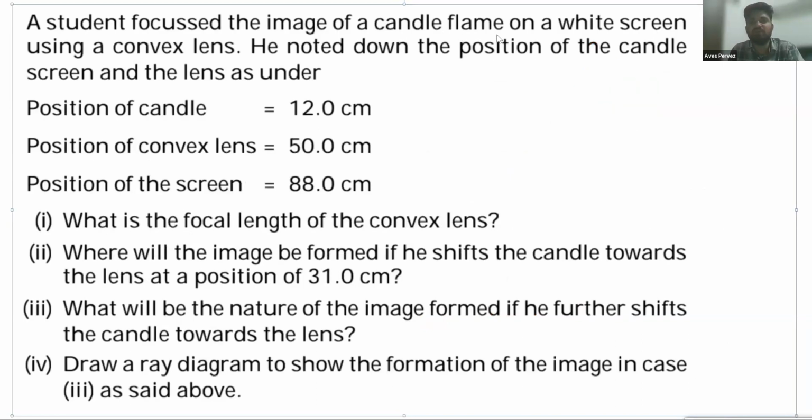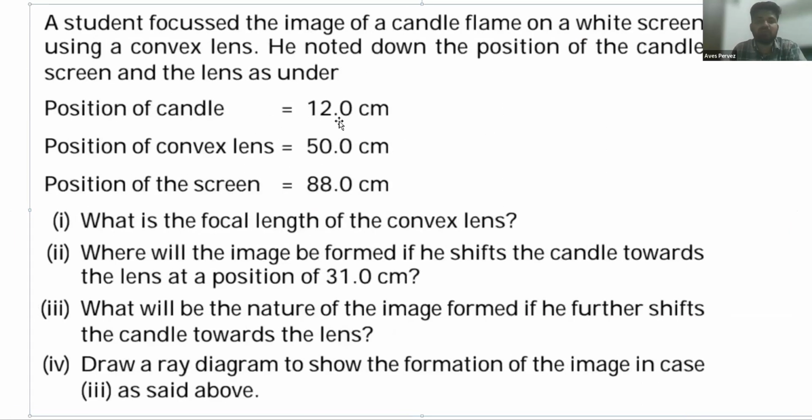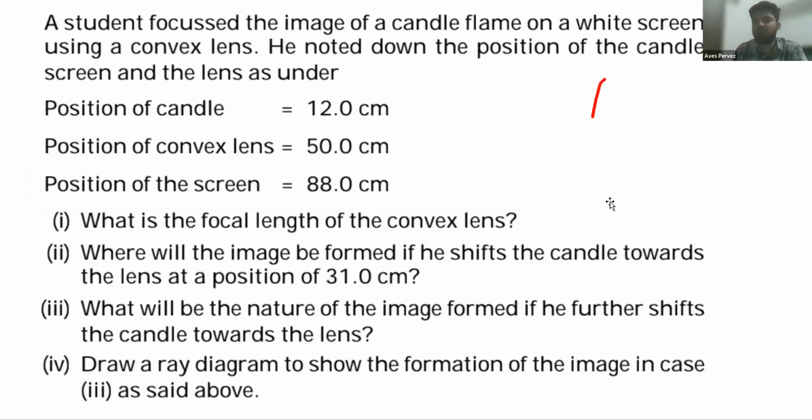A student focuses an image of a candle on a white screen using a convex lens. He noted down the position of the candle and the screen. Keep in mind that the position of the candle is 12 and the position of the lens is 50. Whenever we measure any distance, whether object distance or mirror distance, we measure from the lens.